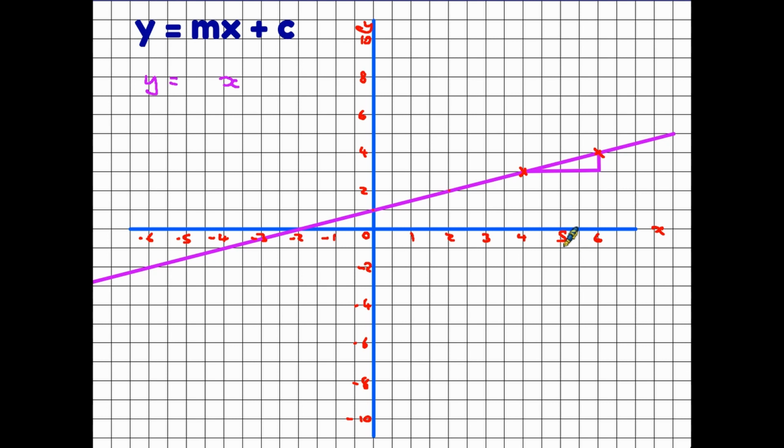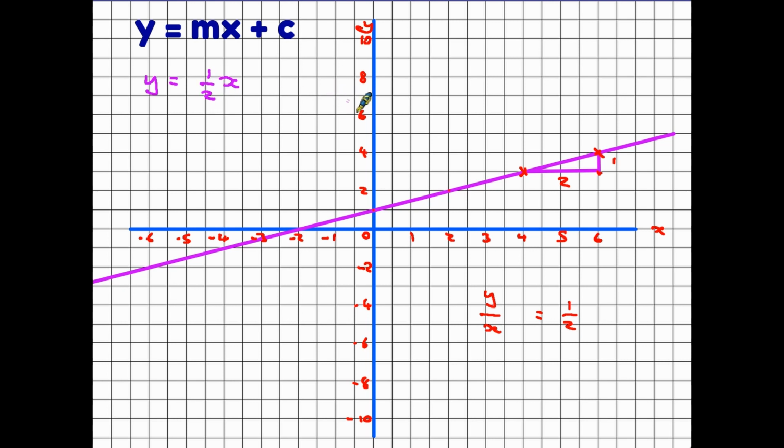Let's have a look at the travel of the line. On the x-axis, it has gone from 4 up to 6. So it has gone up 2. On the y-axis, it has gone from 3 up to 4. It has only travelled up 1. So again, using y divided by x, we actually end up with 1 divided by 2, a half. And that's perfectly acceptable. We can have a gradient of a half.